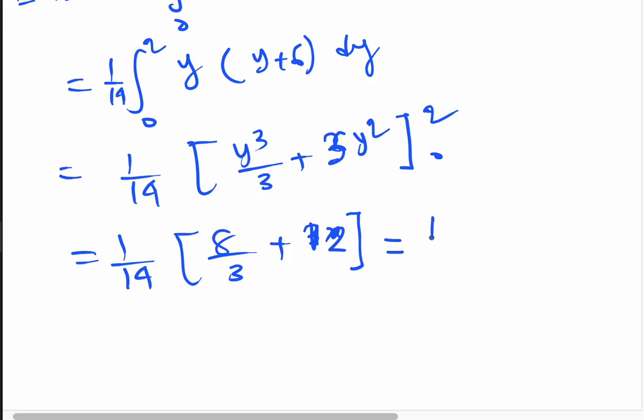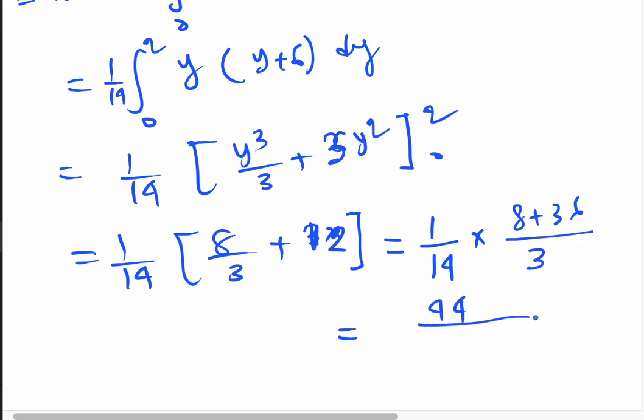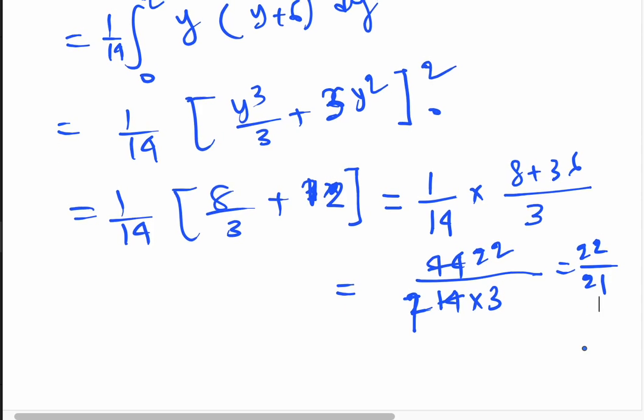What it is, let me calculate it. 14 into 3, 8 plus 36, 44 by 14 into 3. Okay, 2, 22, 7. So 22 by 21. So it is correct.